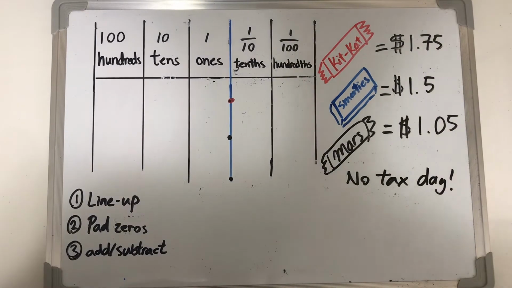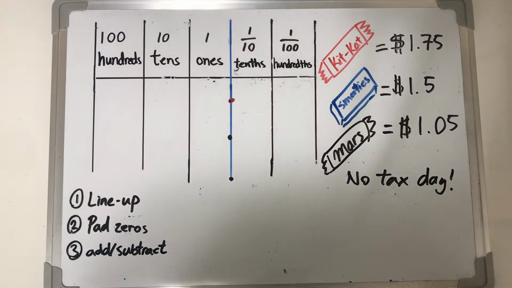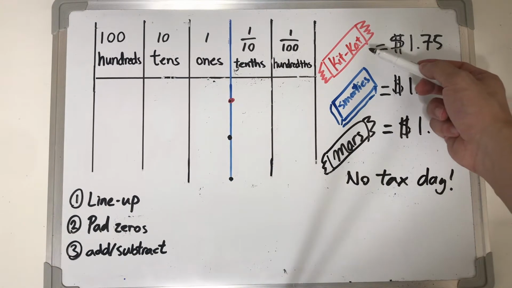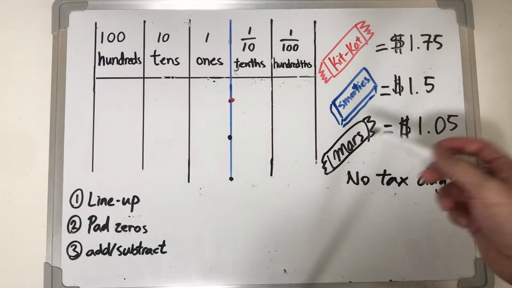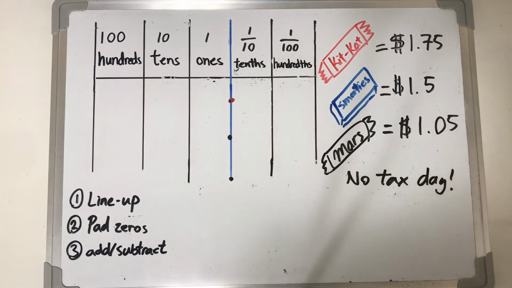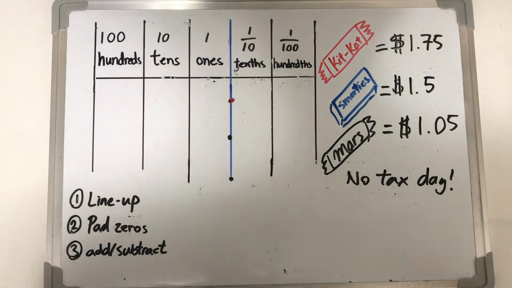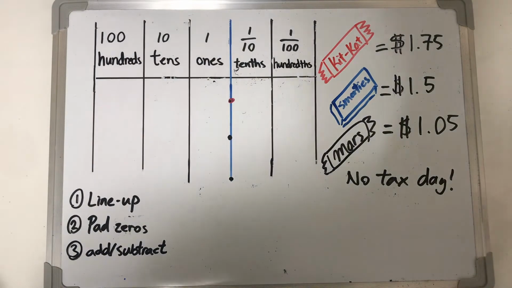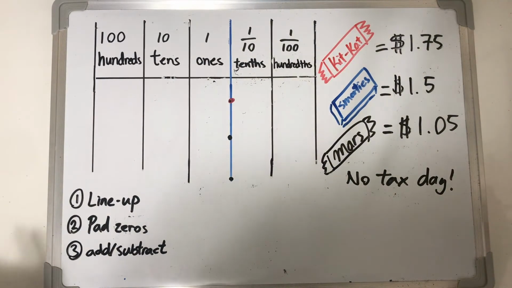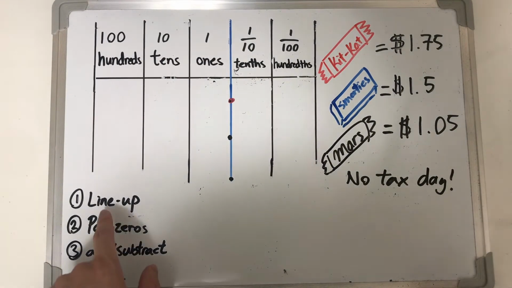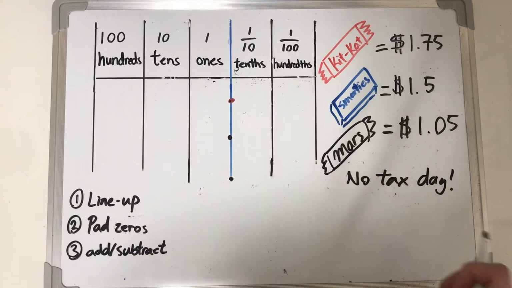So let's say I went to the grocery store to buy some chocolate bars on tax-free day or no tax day. I wanted to buy one Kit Kat bar, one box of Smarties, and one Mars bar. How much would I have to pay in total? Well, whenever we're adding or subtracting decimals, which happens a lot when we're dealing with money, remember to line up the decimal points every single time.